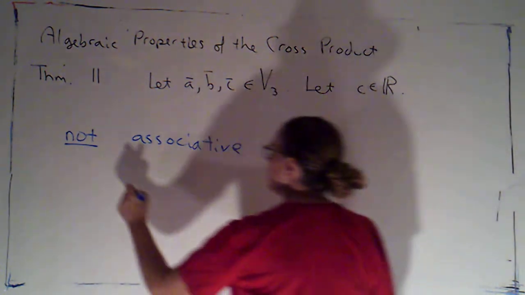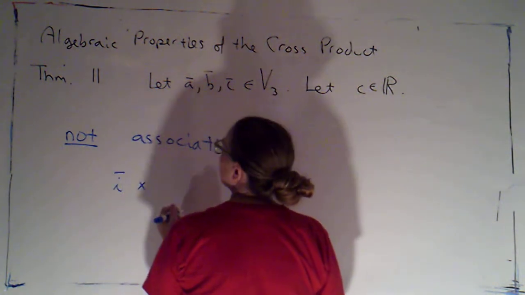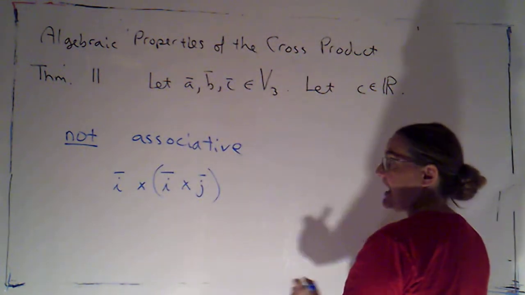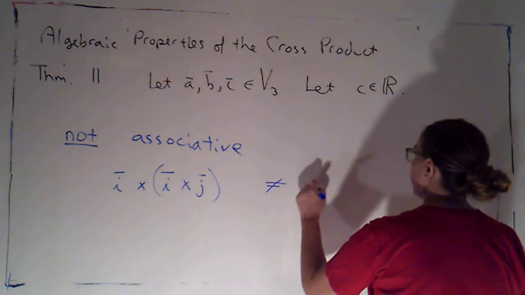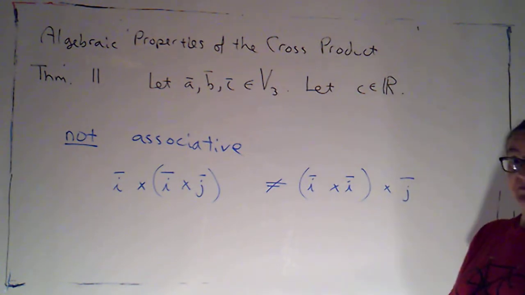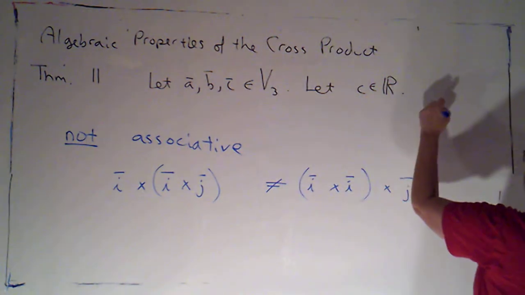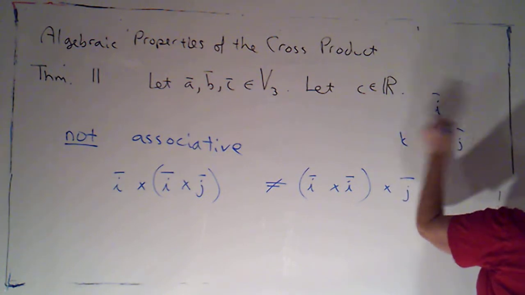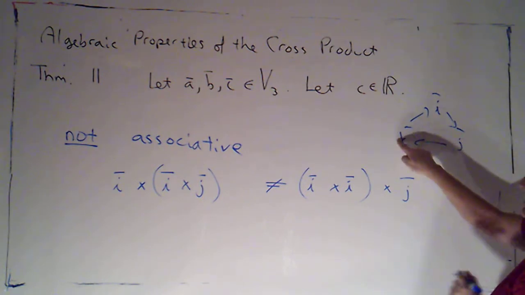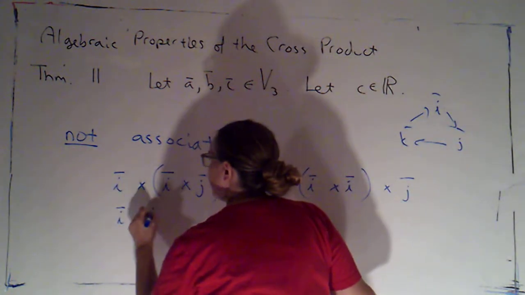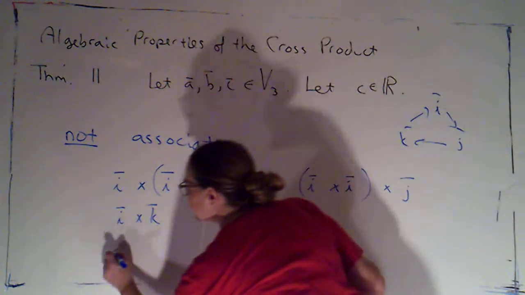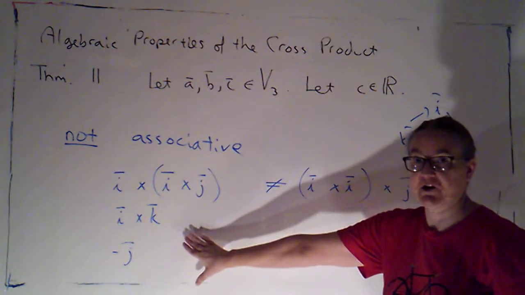Let's just compare i crossed with (i cross j) and see that that's not the same as (i crossed with i) crossed with j. Now, using our little shortcut here for this cross product, i crossed with j is just k. So this becomes i cross k, and i crossed with k is the opposite of j. So that's what I get here.